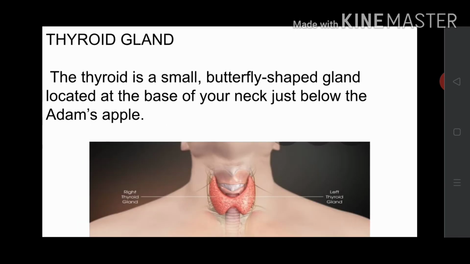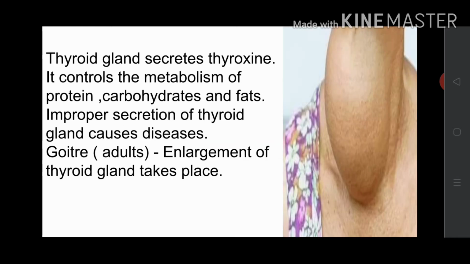Next one is thyroid gland. It is a small butterfly-shaped gland that is located at the base of our neck just below the Adam's apple. Thyroid gland secretes thyroxine. It controls the metabolism of protein, carbohydrates, and fats. Improper secretion of thyroid gland causes diseases.